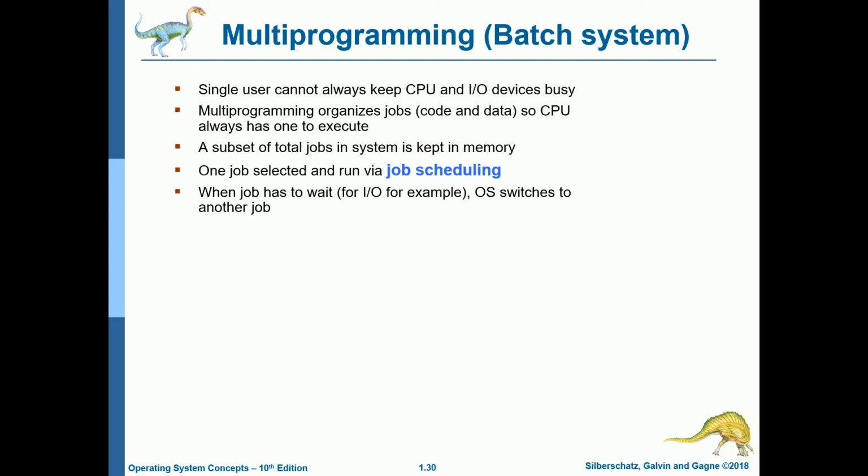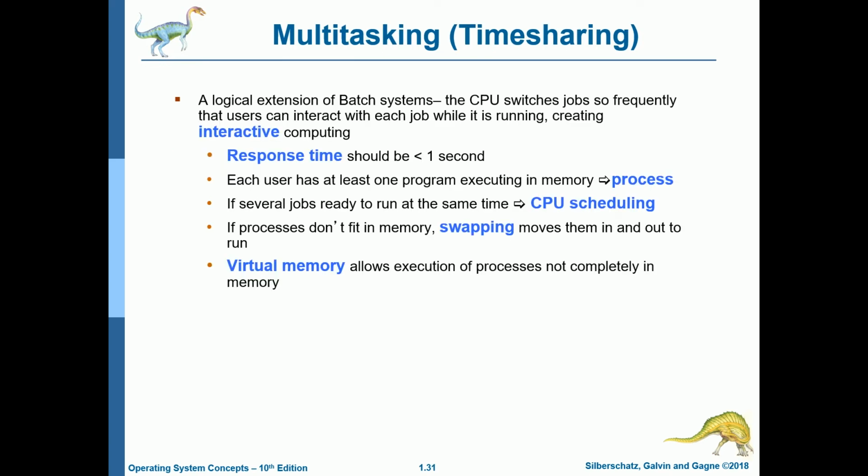Now we introduce the idea of multiprogramming or a batch system. A single user cannot always keep the CPU and the I/O devices busy. A multiprogramming system organizes these jobs, the code and their data, so that the CPU always has something to do. A subset of all of these jobs is usually stored in memory, and one of the jobs is selected and run by some sort of job scheduling, which we'll talk about in more depth later on in this class. Now, when a job has to wait for an I/O, for example, the operating system switches to another job to always stay busy.